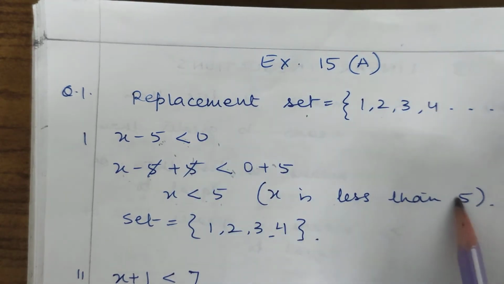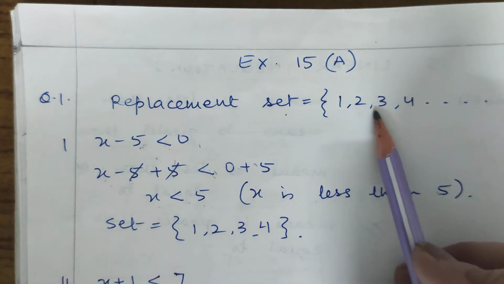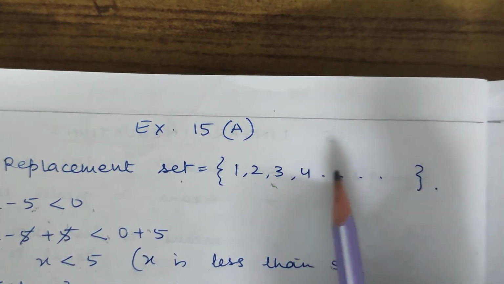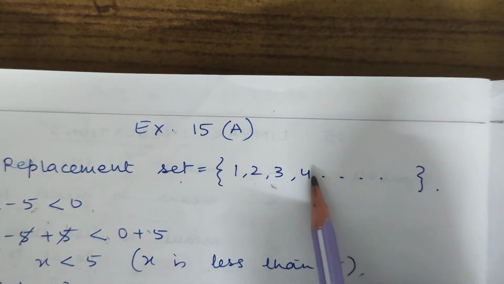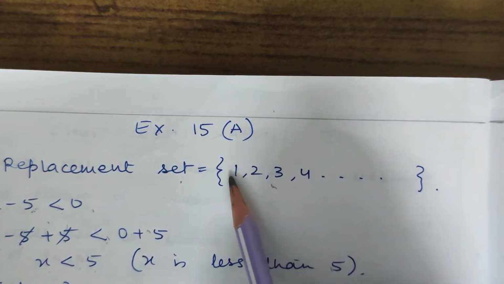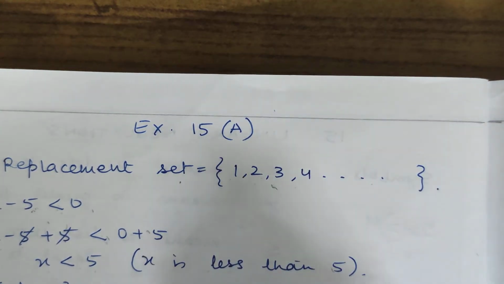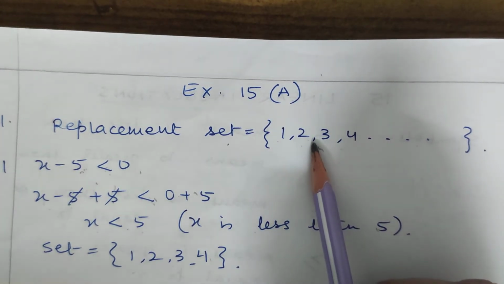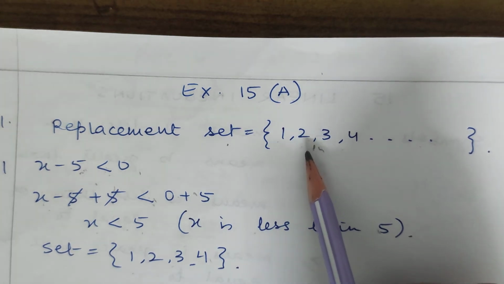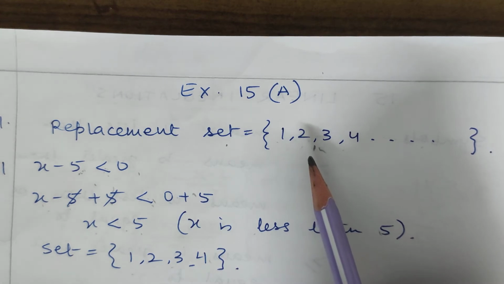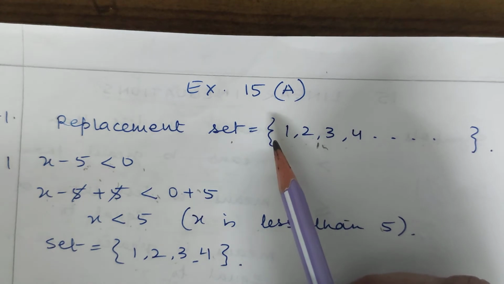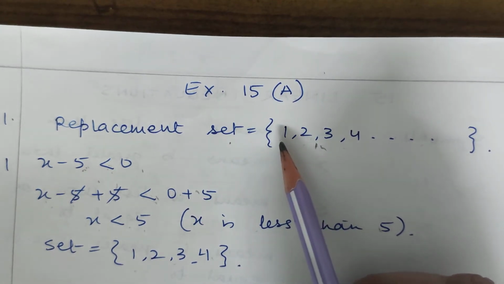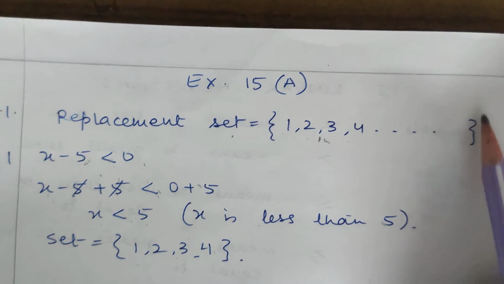When x is less than 5, what are the values from this set that you can collect? x is less than 5 means all the values which are less than 5, that is 1, 2, 3, 4. I have taken the replacement set as 1, 2, 3, 4 because it is mentioned in the question. So, I am going to take out this question from the book. This question says this is the set of natural numbers. What are natural numbers? 1, 2, 3, 4, 5 and so on.